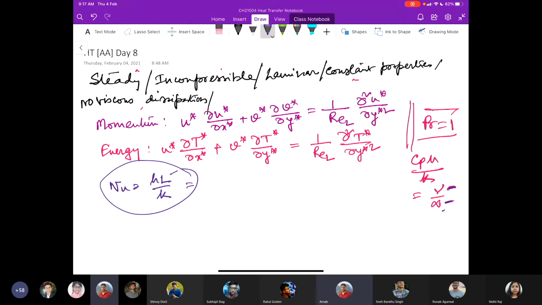Okay. So Prandtl number 1, that means what will happen to the boundary layer or the thickness of the boundary layers? Both will be same. Okay. Now, typically, this happens when the fluid is a gas.